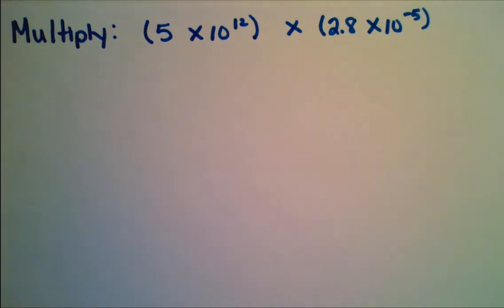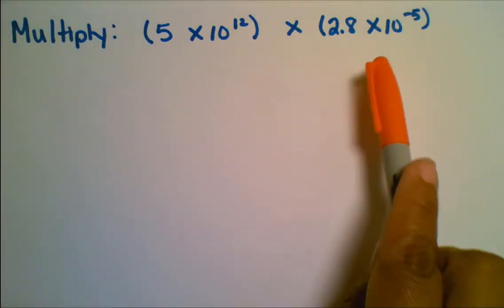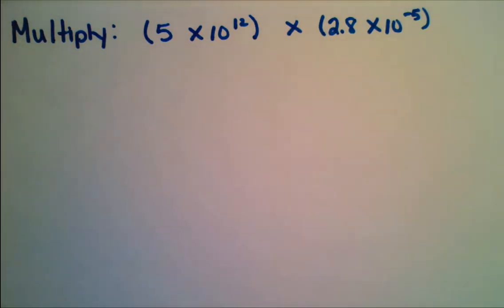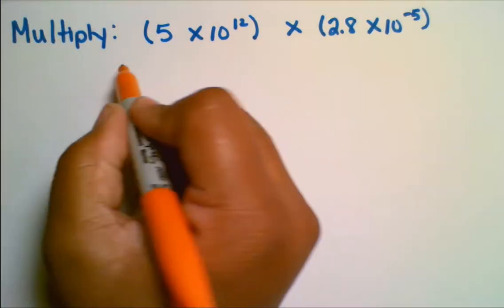Now, with scientific notation, we can multiply two sets of factors where each is written in scientific form. What we're going to do here is combine our like parts. So, our like parts, we're looking at the decimal part, and also the exponential part.